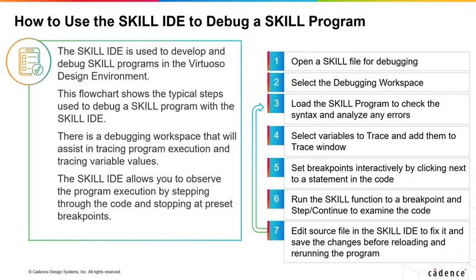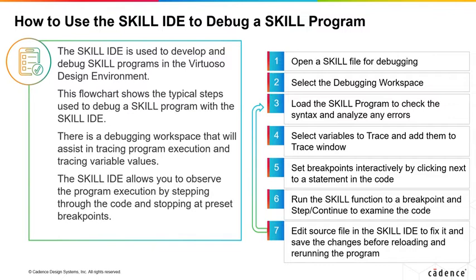So first of all, the Skill IDE is used to develop and debug skill programs in Virtuoso. The flowchart to the right here shows the typical steps you would use to debug a skill program with the Skill IDE. There's a debugging workspace that will assist you. It sets up tracing program execution as well as tracing variables. There are other workspaces that you can use for different things like coding or for Skill++. But for debugging, there's a basic workspace, and you can, of course, mix and match additional assistance in that workspace if you like and make your own.